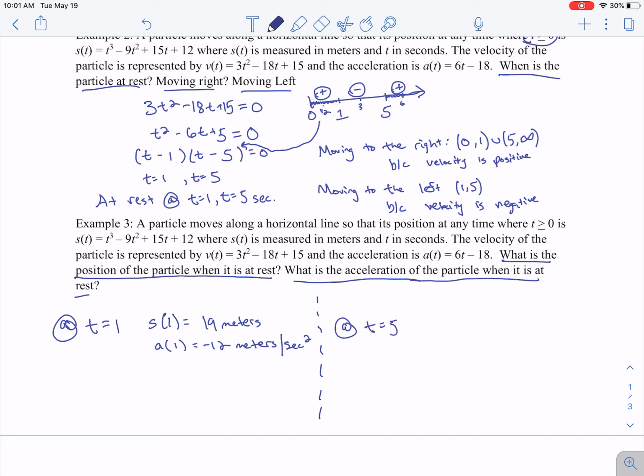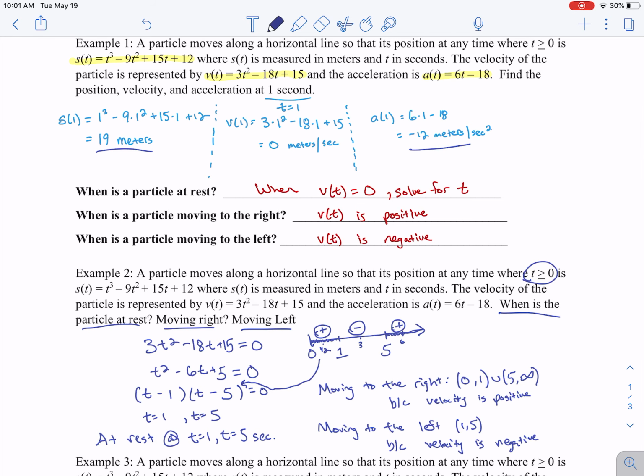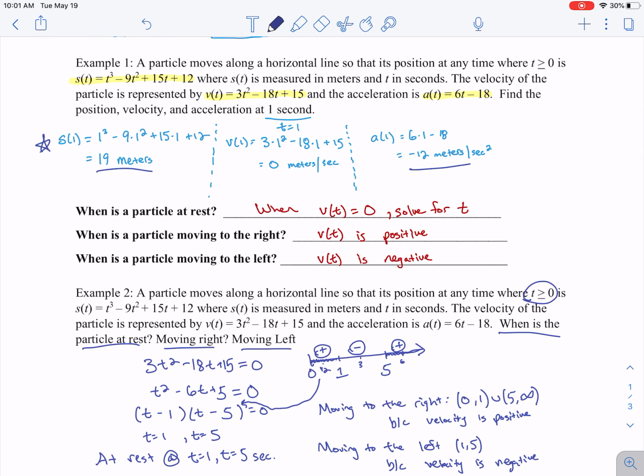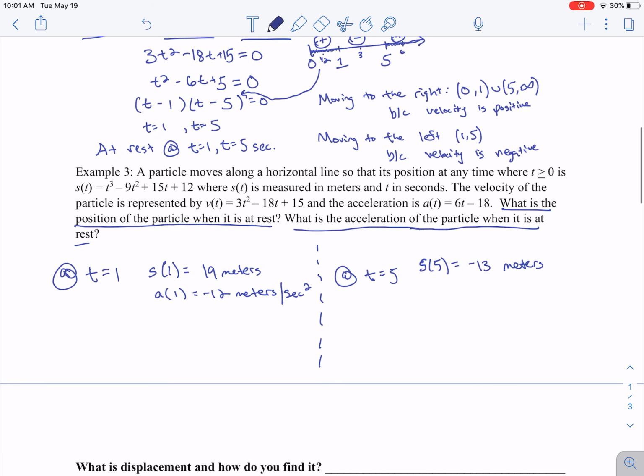And then let's do the other value that we were at rest at, 5. So at t equals 5, we're going to find s of 5. So you're going to come back up here and plug in a 5, just like we did here with the 1. When you plug in a 5, you're going to get negative 13. And then when you plug in a 5 into the acceleration, hopefully I don't mess this mental math up, you're going to get 12.